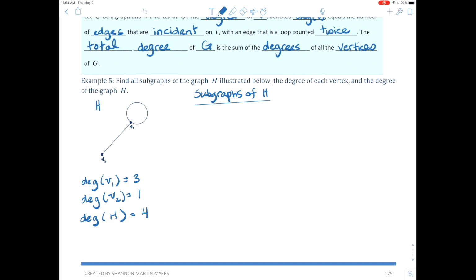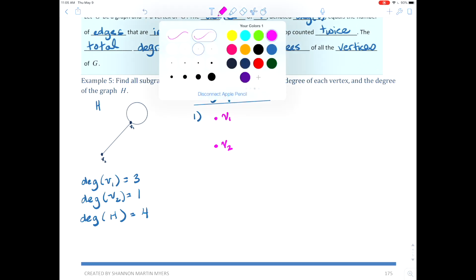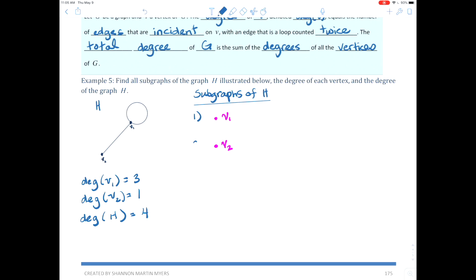All right, so let's just start simply. The first one, we can just represent each vertex. So we've got vertex V1, right? The second one, we could say, oh, vertex V2. So those are both subgraphs of H.